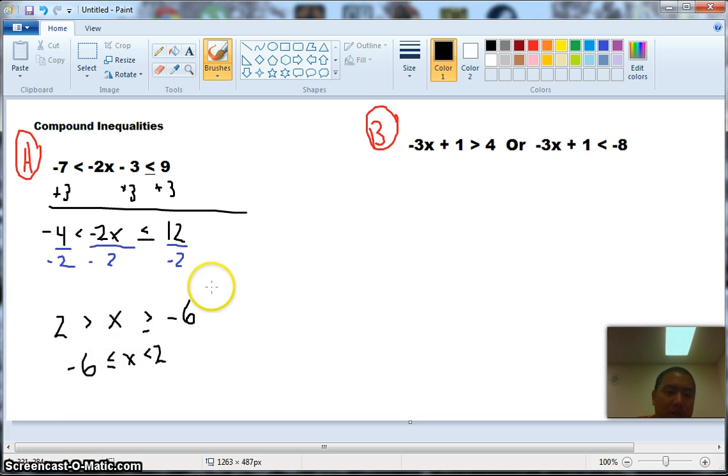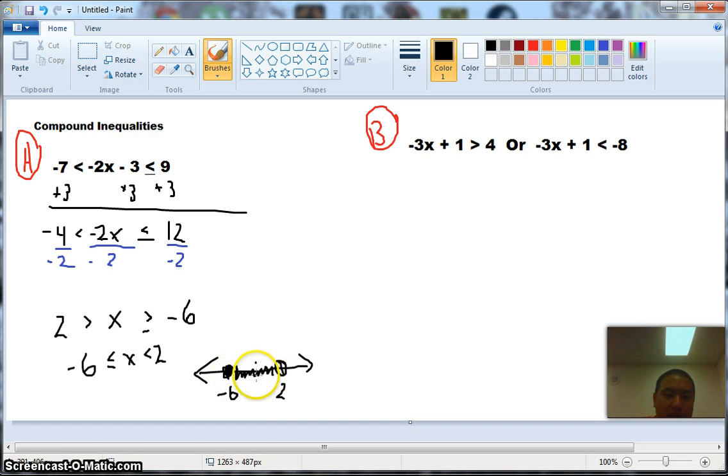Now we can put this on a number line, and we will have 2 over here. Is it open or closed? Well, if there's no line, it's open. And then at -6, is this open or closed? Well, if it's got a line, it's shaded. So no line, no shade. Yes line, yes shade. So go ahead and shade in -6. And we know that all the values that make this true are between -6 and 2, so it's all of these things in here.